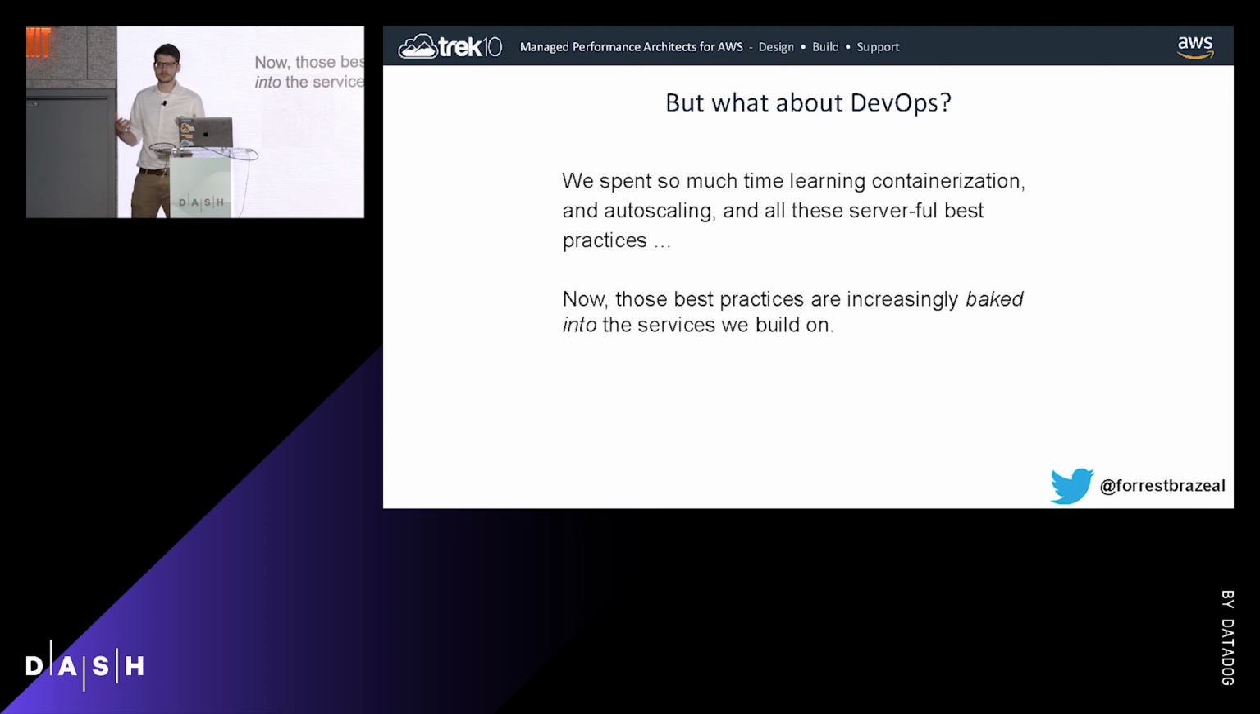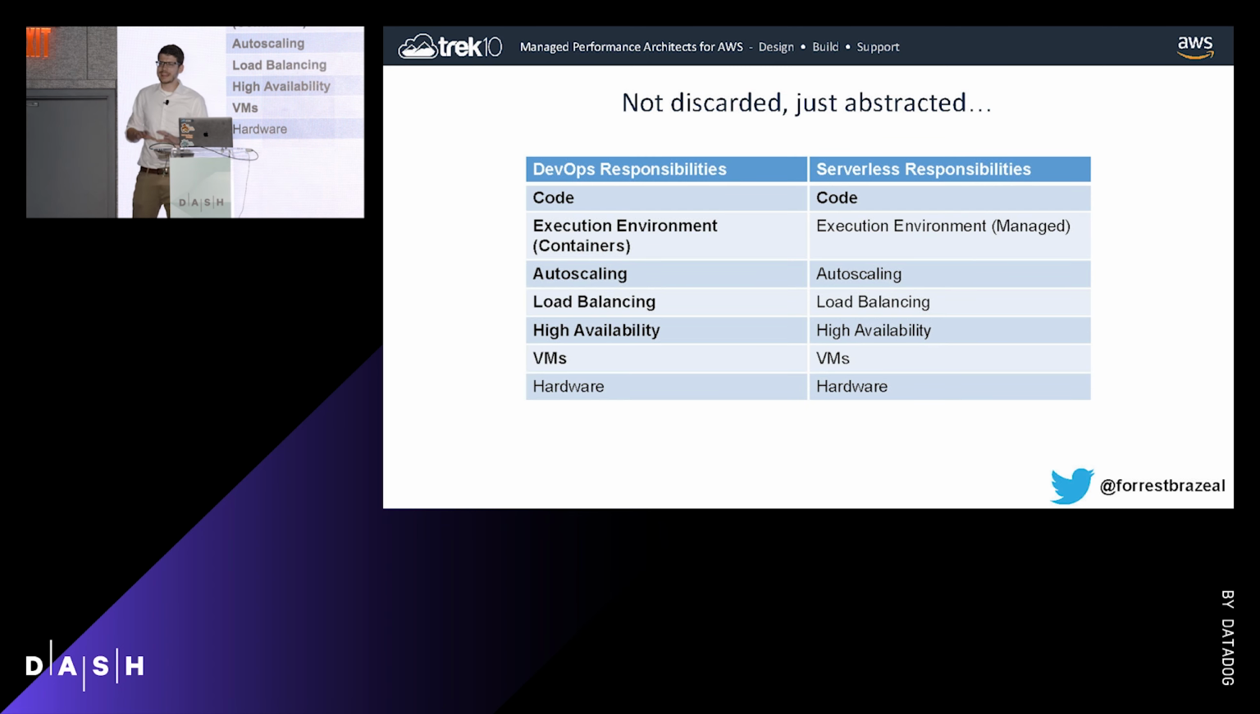It's not that those best practices have gone away, but what's changed, the sea change that we're seeing over the last 5 years or so, is that those best practices increasingly are baked into the services that we build on. I'm not saying they're going away. I'm just saying they're abstracted a little bit.